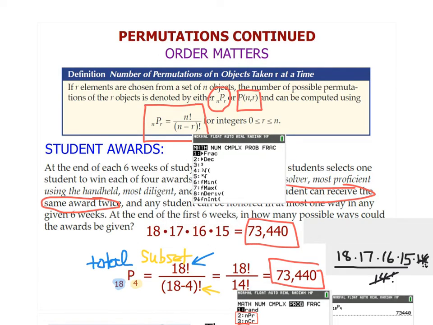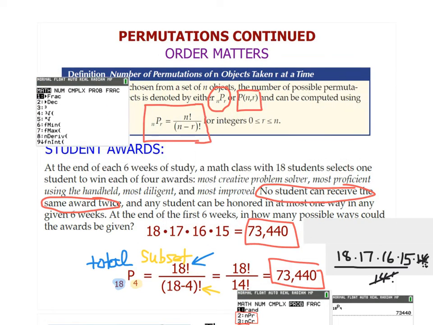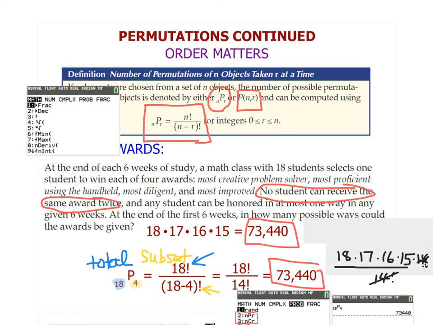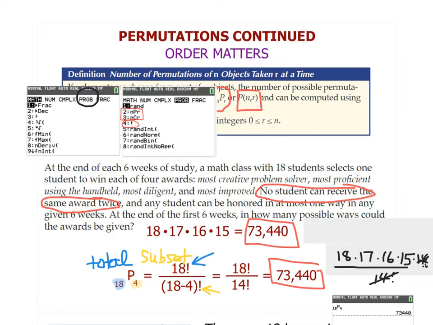So the first thing, in order to do this, the first button you would push is the math button, okay? Then we want to go over to the probability section, okay? When you do that, your calculator is going to move over like this.